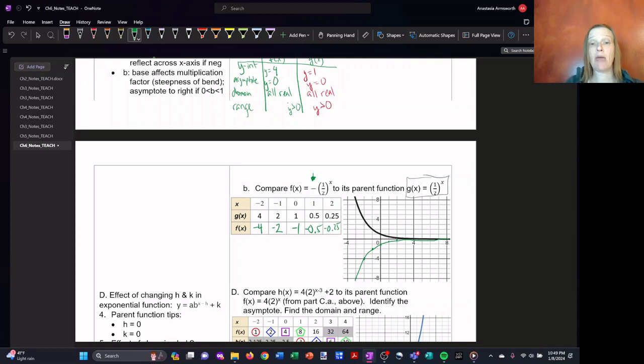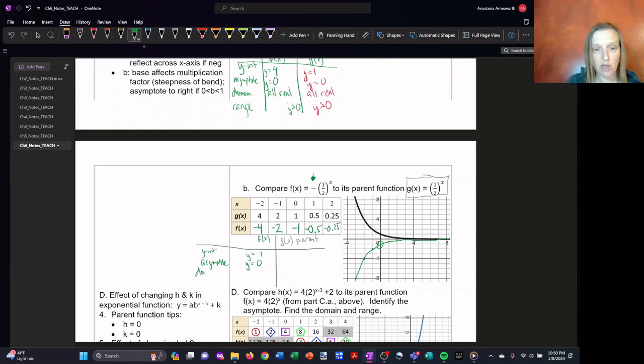Once again, if you compare the parent function to f of x, so this is f of x, and then I've got my parent function, which I'll write in gray, is the g of x. What are the different factors that we can be asked about? We can be asked about the y-intercept. Our y-intercept here was at -1. Our asymptote was at y equals 0.